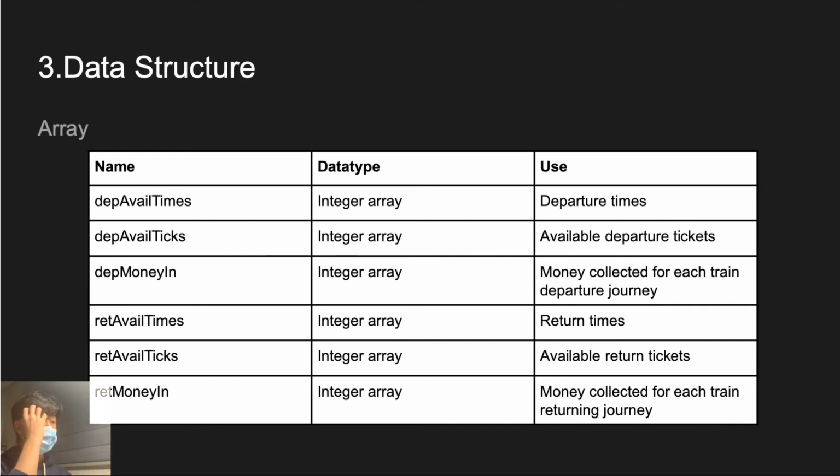And finally, we'll look at arrays that are used in pre-release task 2. For arrays, the arrays used in task 1 will be used here. So dep avail times for departure times, dep avail ticks for available departure tickets for train times, and dep money in for money collected for each train departure journey. And similar to these 3 departure arrays, return arrays will have the same arrays.